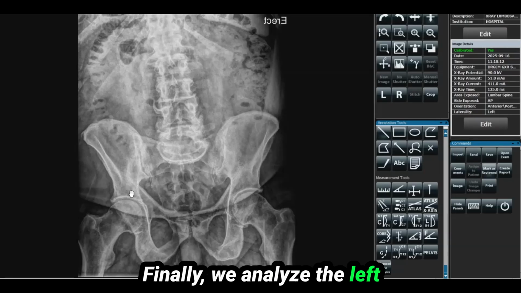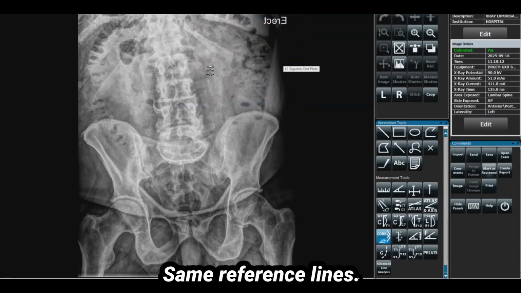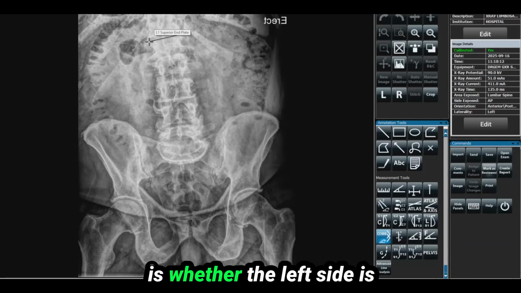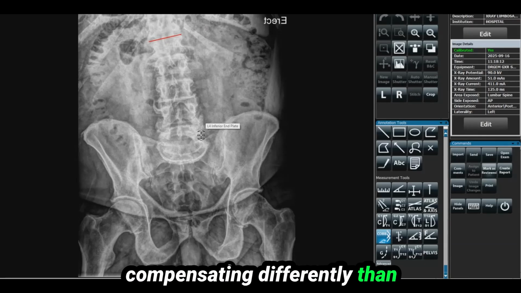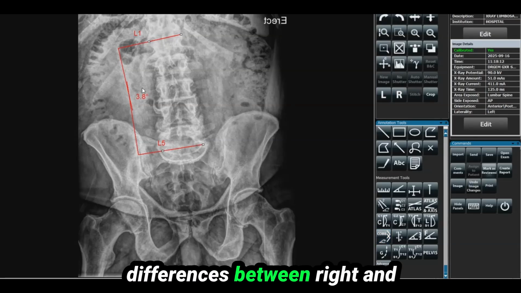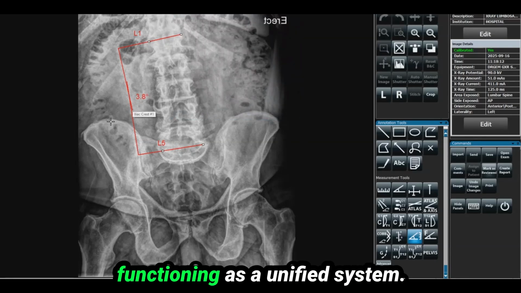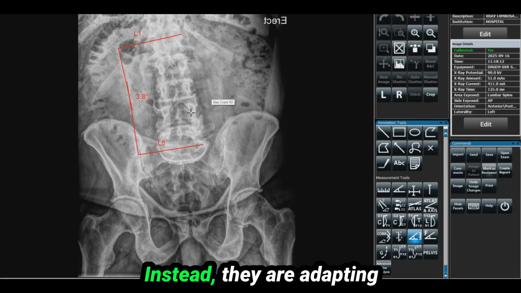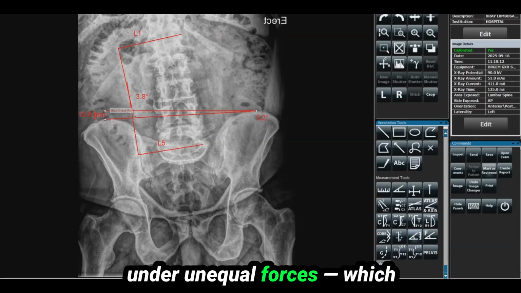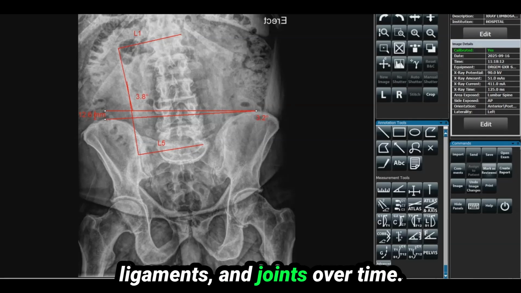Finally, we analyze the left lateral view using the same biomechanical framework. Again, consistency matters. Same reference lines, same landmarks, same measurements. What I'm evaluating here is whether the left side is compensating differently than the right, and whether that compensation is stable or unstable. When we see measurable differences between right and left lateral views, it confirms that the spine and pelvis are not functioning as a unified system. Instead, they are adapting under unequal forces, which places excessive strain on discs, ligaments, and joints over time.